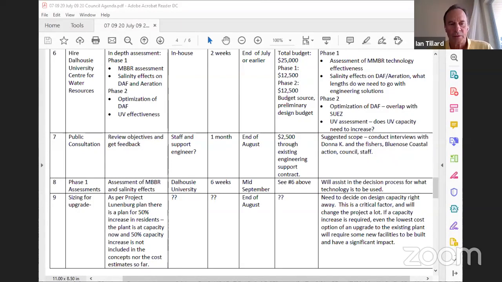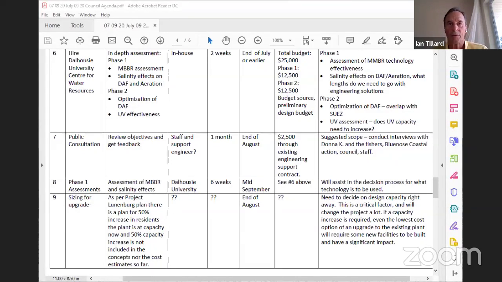So the next, we've got the phase 1 assessments that I've mentioned above with the housing. We hope to get that started fairly soon, and that's an activity that probably would take us into mid-September, that type of time frame. Next issue for us is, as I mentioned, the sizing upgrades, if we are, in fact, looking at accommodating increasing the number of residents.